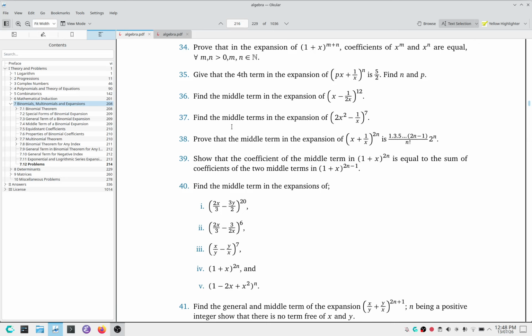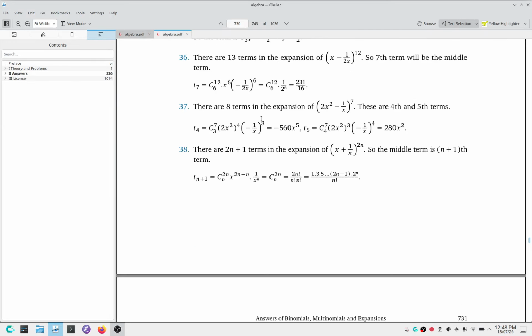Question 37 says: find the middle terms in the expansion of (2x square minus 1 upon x) raised to the power 7. Here the number of terms will be 8, so the fourth and fifth terms will be the middle terms. The fourth term is given by 7C3 (2x square) raised to the power 4 times (minus 1 upon x) raised to the power 3, that is minus 560 x to the power 5. And the fifth term is given by 7C4 (2x square) to the power 3 times (minus 1 upon x) raised to the power 4, that is 280x square.